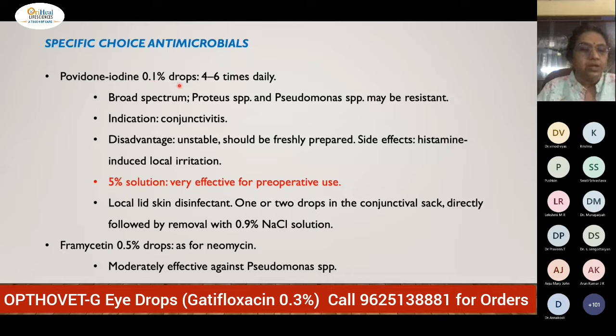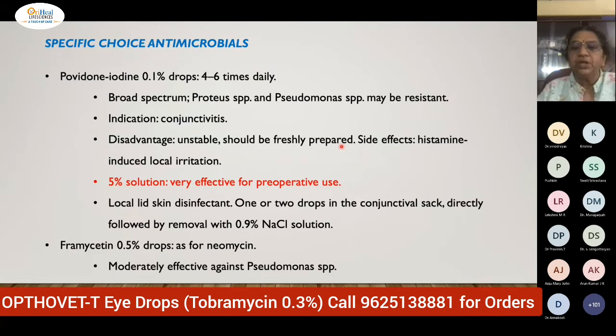Povidone 0.1% drops can be used mainly for conjunctivitis, and the 5% solution is also used mainly for preoperative use. There is some side effect we have seen when we use povidone at a higher concentration. Because of a histamine reaction, you will find some local irritation. In lid surgeries also, you can use povidone, but always see that after using povidone, you again use sodium chloride or distilled water to clean the eye.